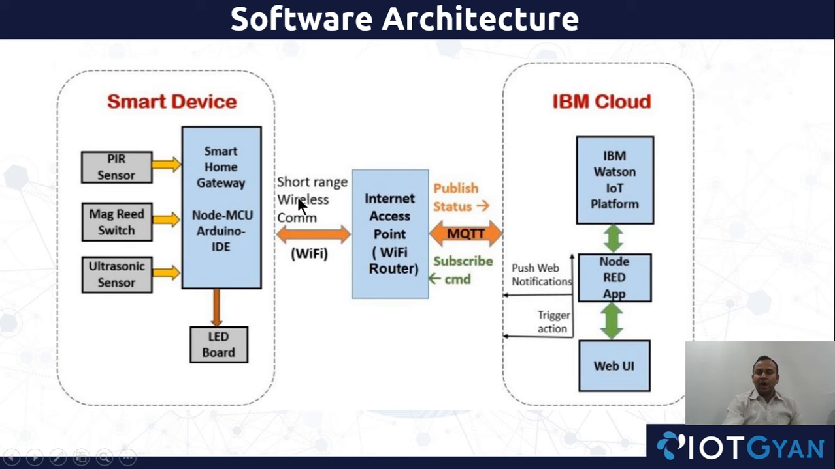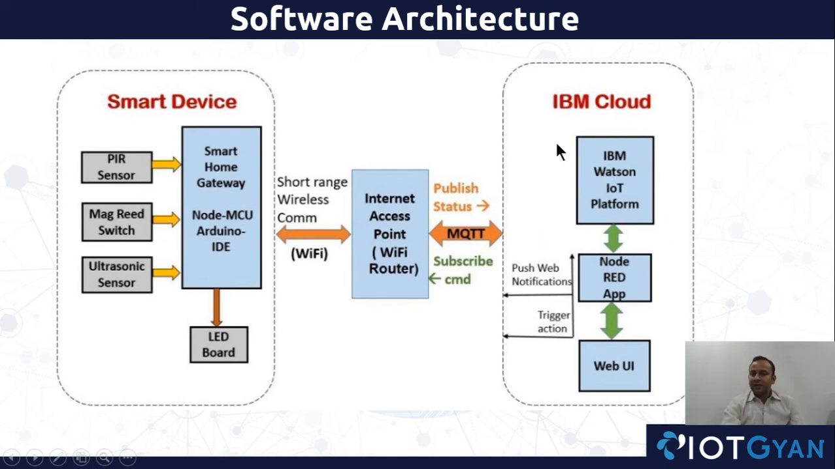I may use LoRa or BLE or Zigbee to send this real-time information to my gateway. Here I am using Wi-Fi as a technology as well as protocol from my NodeMCU to the gateway or Wi-Fi router. From the gateway to the cloud, I can use any protocol to send the same information, so it may be HTTP or MQTT. Right now I have used MQTT as a protocol from the gateway to the cloud.